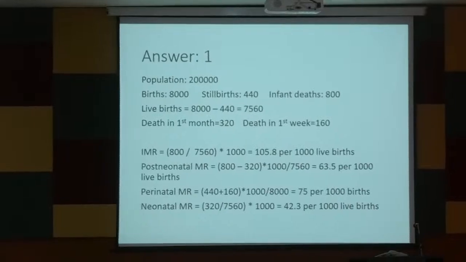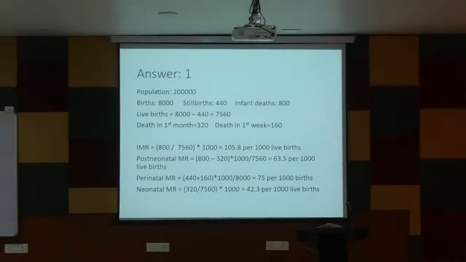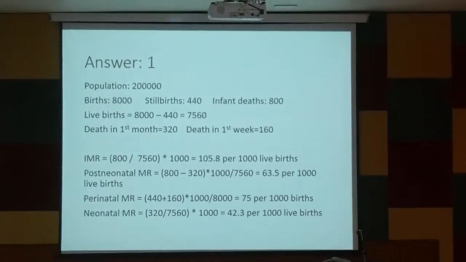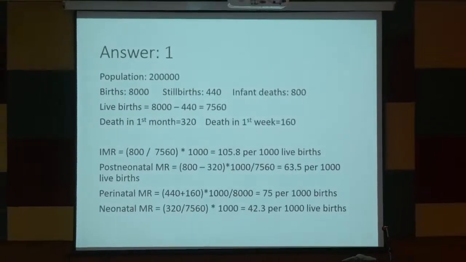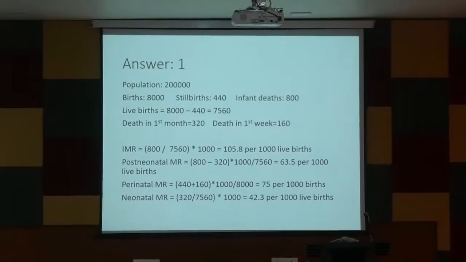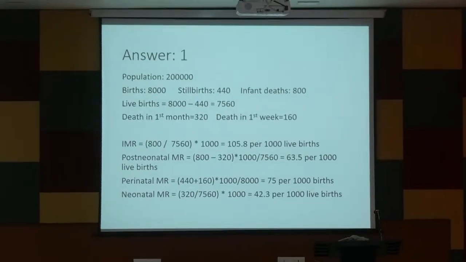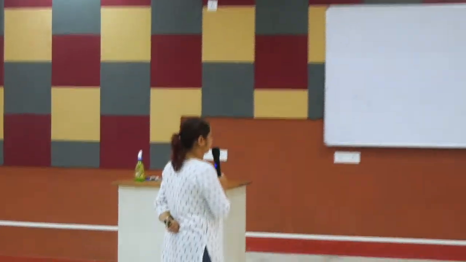Not live births, okay? But the formula has to use live births. So live births is 7560. 8,000 minus 440, 7560. That is live births. So IMR is 800 divided by 7560, 105.8 per 1000 live births. That is the infant mortality rate.